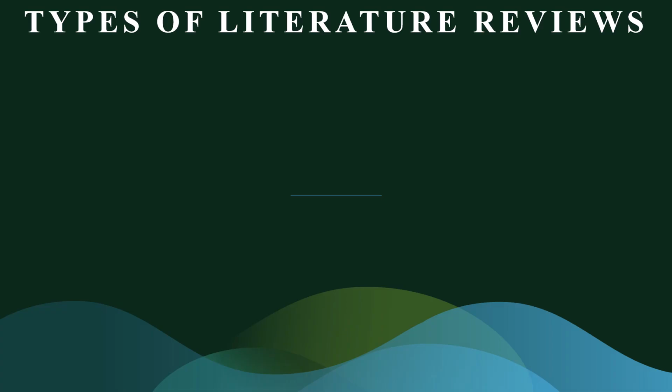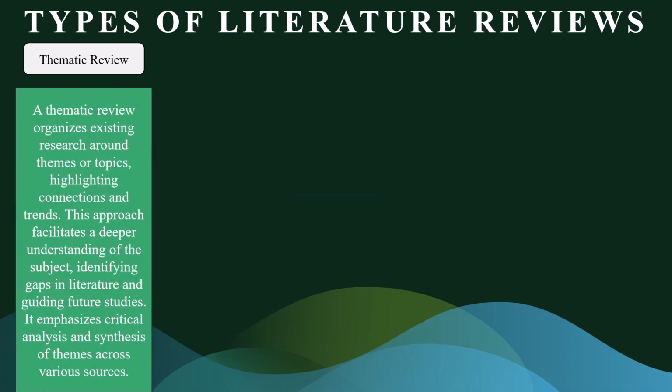There are several types of literature review, and each serves different purposes depending upon the nature of the research. So let's see some different types of literature review. The first one is thematic review. A thematic review focuses on organizing and discussing literature based on recurring themes or topics across multiple studies. For example, a thematic review on education might group studies into categories such as student motivation, teacher training, or curriculum development.